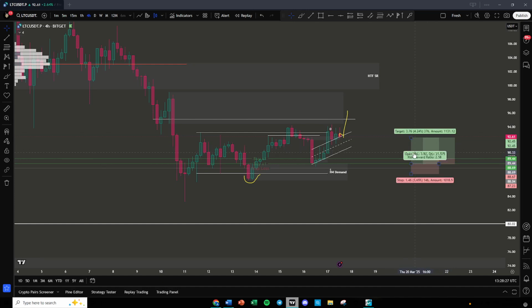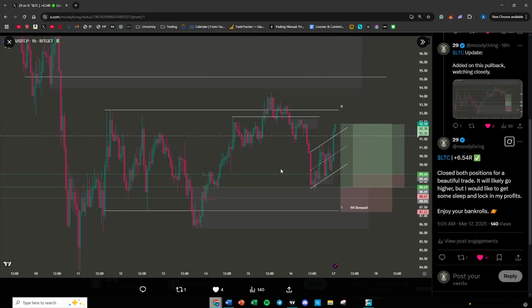So the first position was 2.58R, and the second one was like 4 or something like that, so it ended up giving me like a 6 point something. I've done the maths, though this isn't entirely right, I don't think. With the maths it was about 6 point something R. Let me just get my Twitter up just in case. 6.54R. I closed both these positions up. The time was about 1 a.m. Yep, it was a tiny little trade.